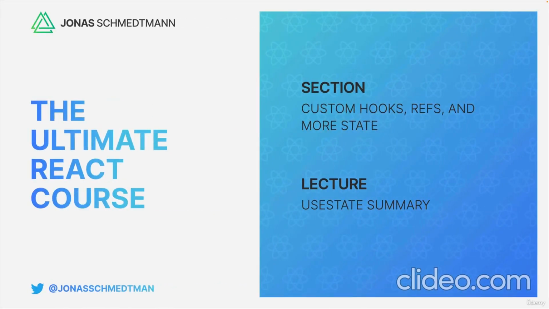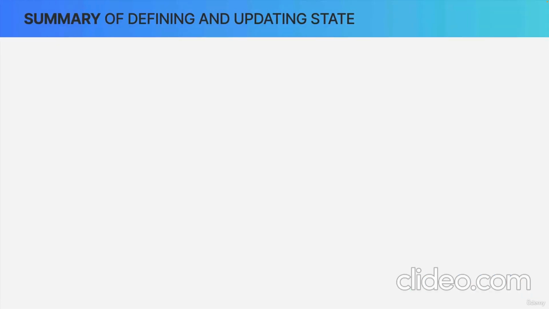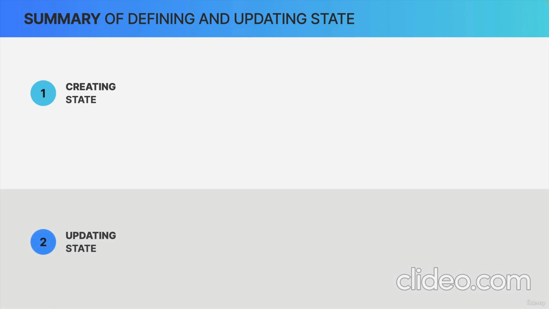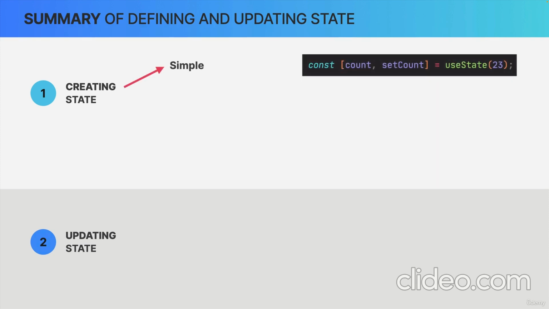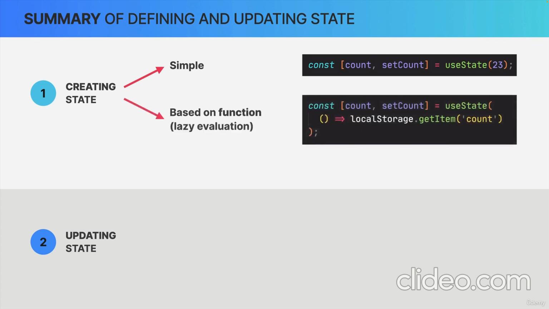Let's quickly summarize everything that we know about the useState hook in one single slide so that you can keep it as a handy reference. So, we use the useState hook to first create state and then the setter function that results from creating state to update state. Now, we can create a state variable in the simple way, which is what we do most of the time, but we can also create state based on a callback function.